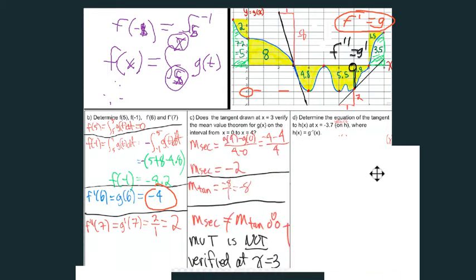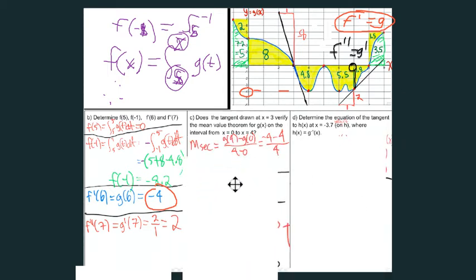Now let's take a look at the next one. Here it says, does the tangent drawn at x equals 3, so there's a tangent drawn here at x equals 3, right there, does it satisfy the mean value theorem in the interval from 0 to 4? So remember what the mean value theorem is. It just says secant slope over an interval is the same somewhere as the tangent slope. So is this tangent slope that specific one that has the same slope as the average slope? Okay, tangent slope is instantaneous, secant slope is average. So let's get the secant slope.